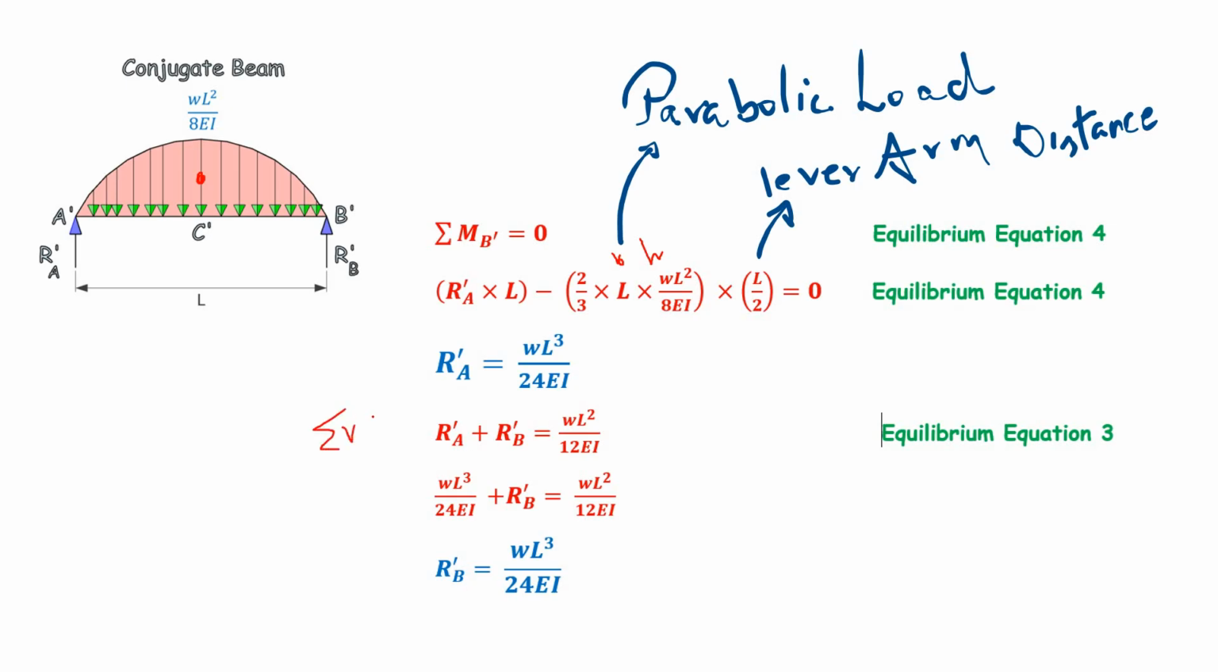So here it is, summation of V equal to 0. As you observe carefully, since this loading is symmetrical, directly you will be getting RB dash equal to WL cube by 24EI. However, if you use summation of V equal to 0, substituting all the values, finally you end up with RB dash equal to WL cube by 24EI.